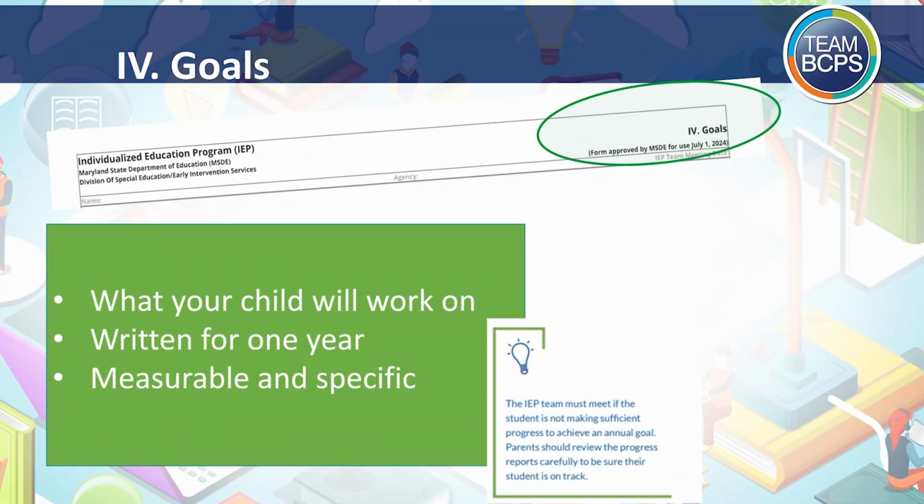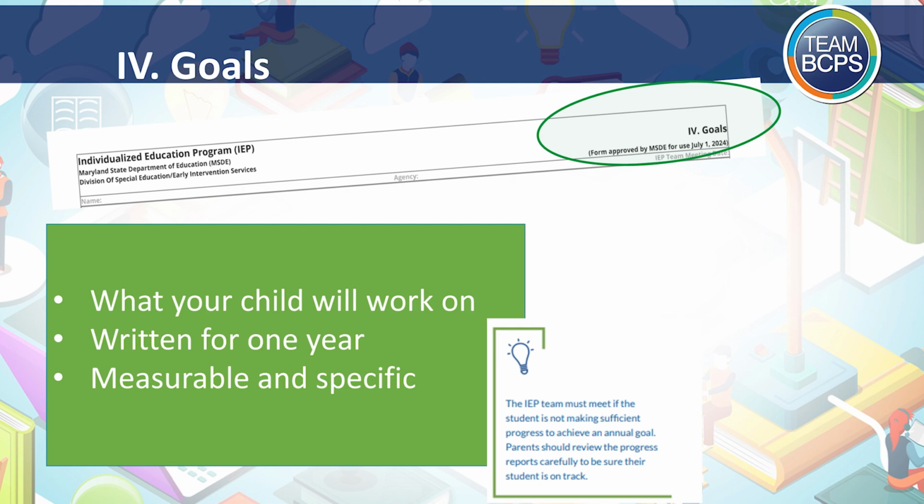We have reached Roman numeral 4, goals. This section explains what your child is expected to learn over the next year. Those important present levels discussed back in Section 2 are the foundation here for creating the priority skills to address in goals. Each 12-month goal will have shorter-term objectives that support the success of achieving that goal. It is important that the goals and objectives are clear and measurable.